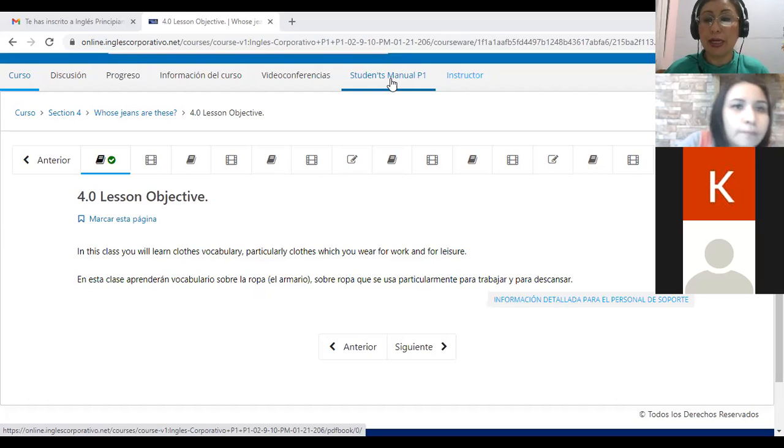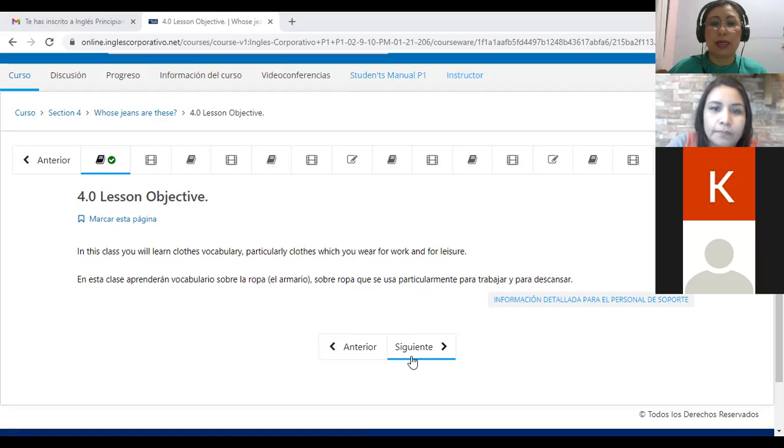Ok, we are going to divide the class in two parts. The first part is going to be the adjectives practice that we missed last class because of the time. And the second part is going to be clothes vocabulary, particularly clothes which you wear for work and leisure, okay? So this is going to be the first part.